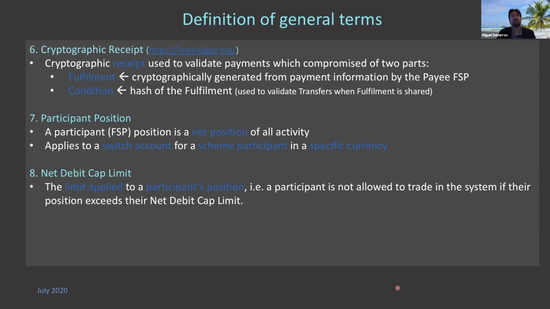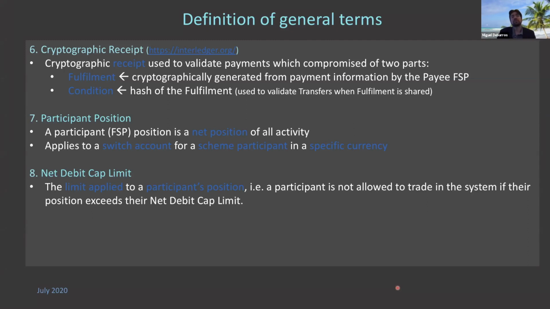Next slide. So we have the cryptographic receipt. Michael already covered a little bit of this, but basically the cryptographic receipt is how the payments are validated. And you'll see that basically a fulfillment is generated from some of the payment information, and that's done by the payee FSP. And a condition is basically a hash of that fulfillment, and you did see where that was shared based on Michael's talk as well, and how that's used to validate.